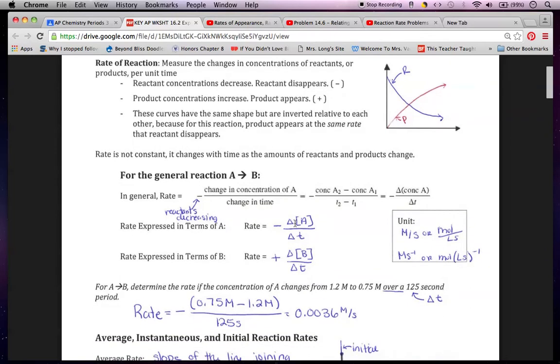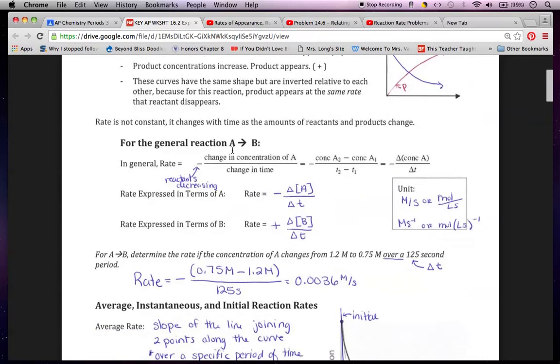When we're talking about rate right now, it's not a constant. It's going to change with time as the amount of reactants and products in the container change. So for a general reaction of reactant A making product B, we'll look at the change in concentration of A over change in time, which is our final time, T2, minus our initial time, T1. Then we would have the concentration of A at T2 minus the concentration of A at T1 to give us a change in the concentration over delta T.